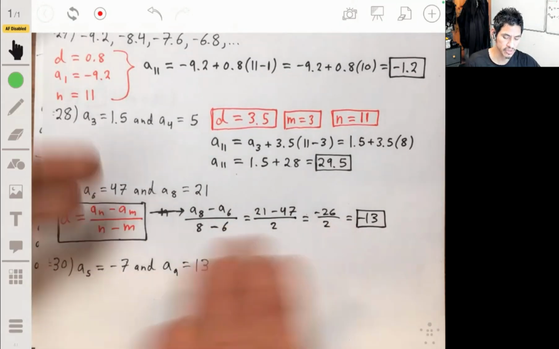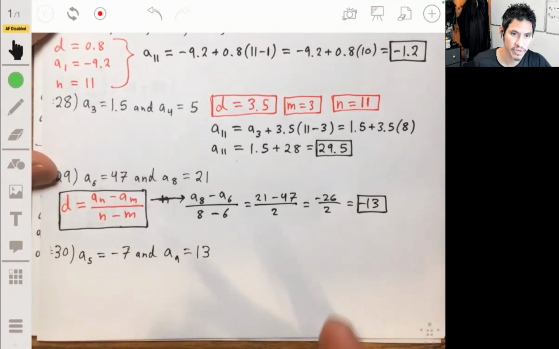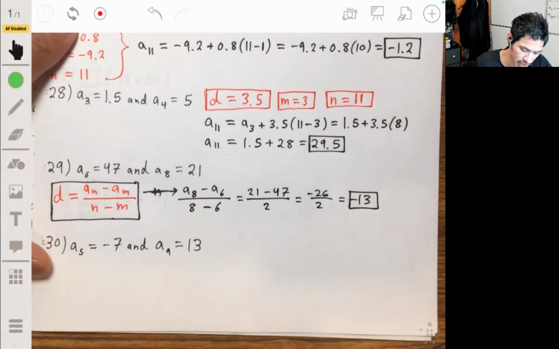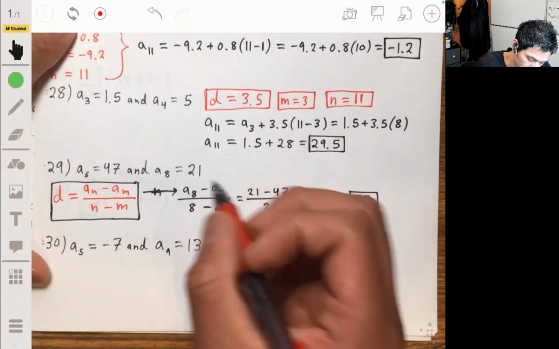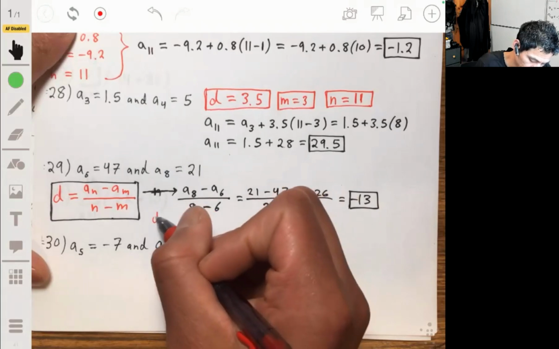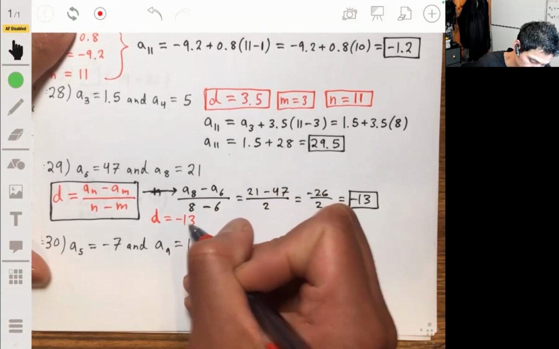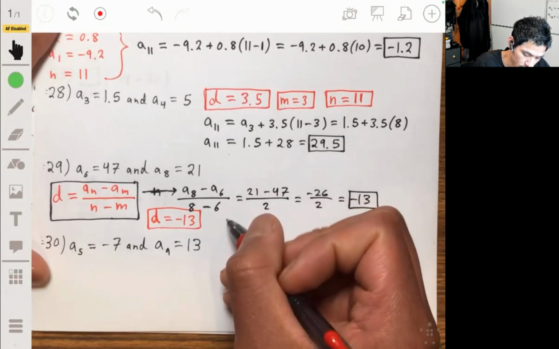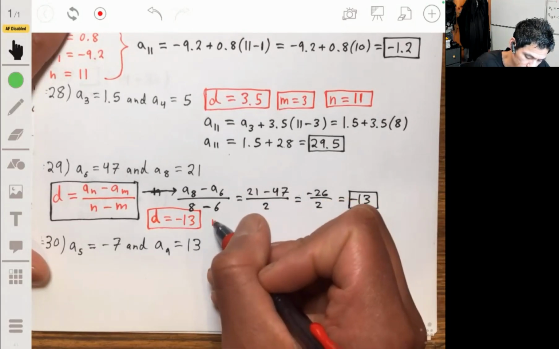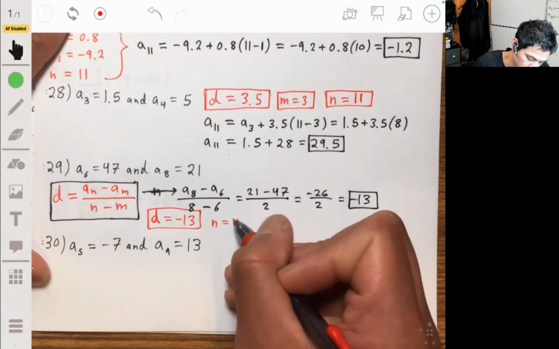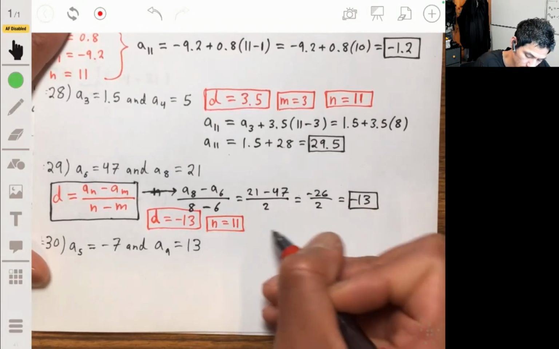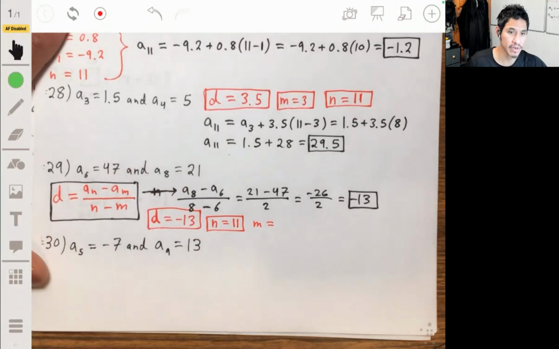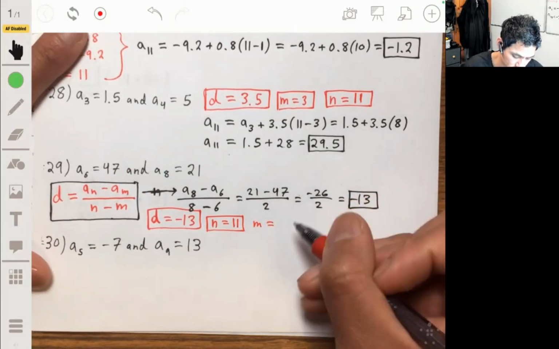And I did all the work just to show you, but you can do a lot of this in your head. But now that you know the common difference, we just go back to our formula. We know the common difference is negative 13. We want to find A11, so n is 11. And we'll make m, you can make m either 6 or 8, it doesn't matter. Let's just make it 8.